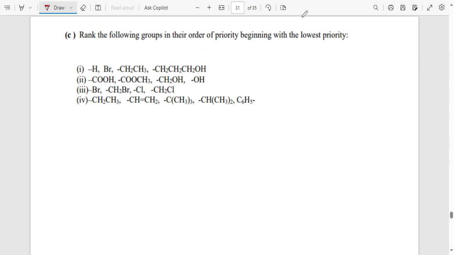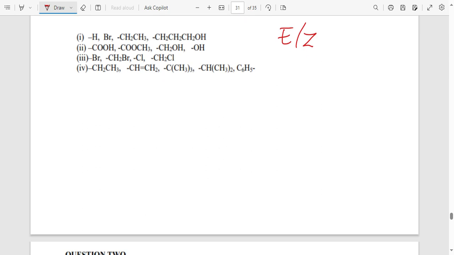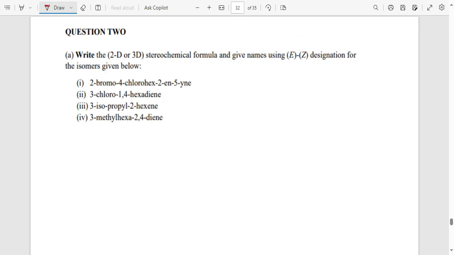And then rank the following in order of priority, beginning with the lowest priority. When you are ranking in order, the same way we determine E and Z, just look at the molar mass of the compounds. It will give you the one which has higher priority. Write the 2D or 3D stereochemical formulas and give the name as either E or Z designation for the isomers below. Let me just write one for you.